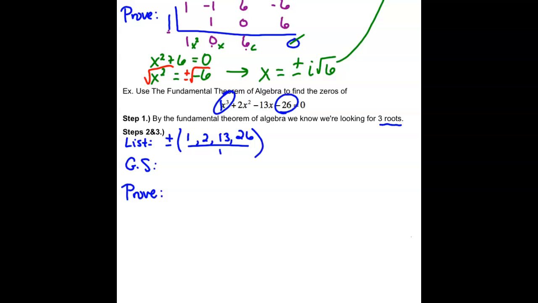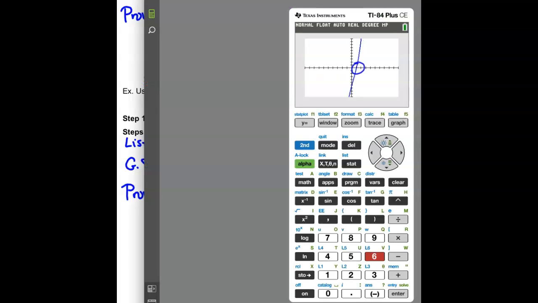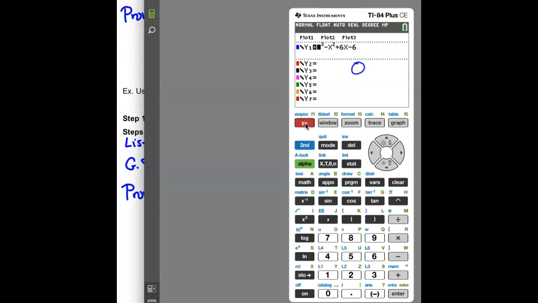Okay, let's go to our calculator and see what this graph shows us. So we are going to put in x cubed plus 2x squared. And you can do second delete, that's an insert. So I can put a 2 in and it just bumps everything else over. Then I need minus 13.